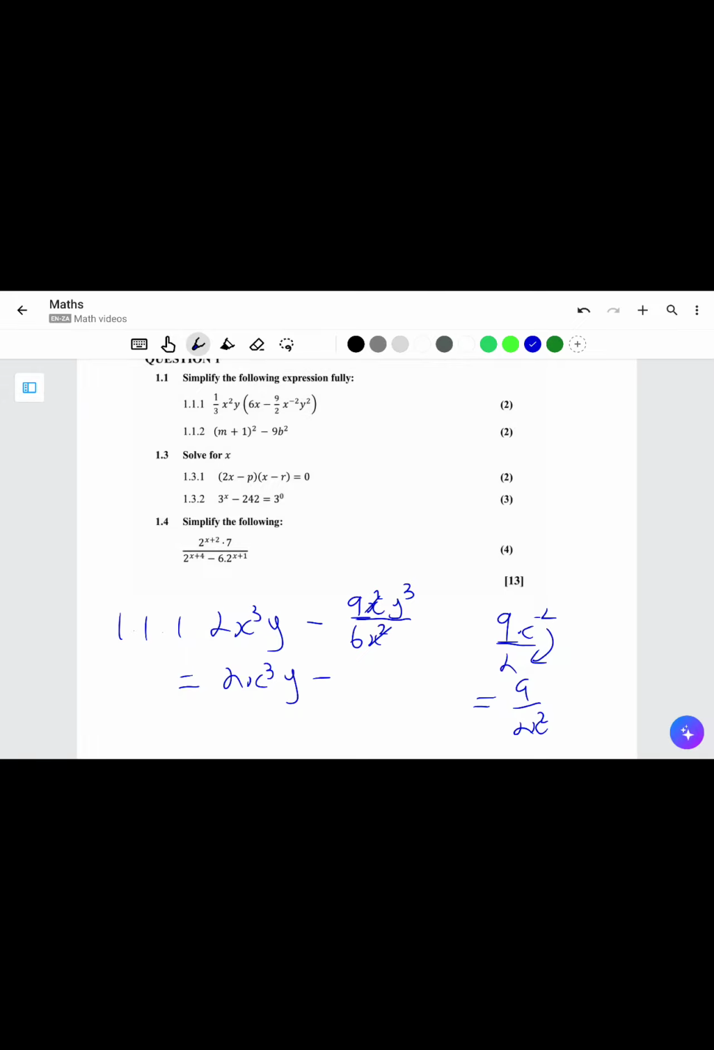2x cubed y minus, okay, you can have a HCF here of 3. So basically what you can say is divide by 3, divide by 3. Okay, so 3 goes into 9 3 times, and 3 goes into 6 2 times. And remember, we're still left with a y cubed. Okay, and that is all there is to the sum. So that's the first sum done, and that was for 2 marks. Okay, let's look at the next question.